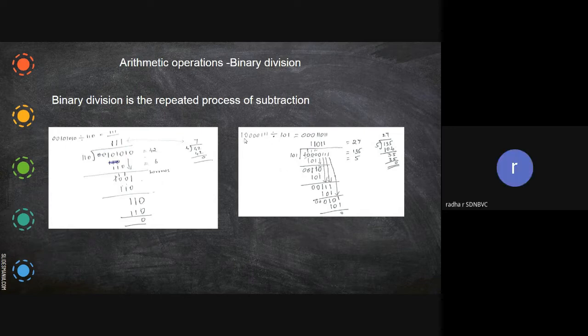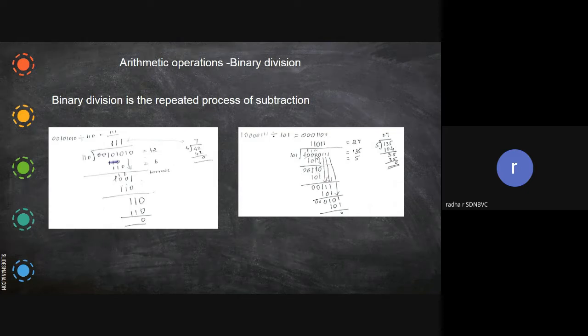Okay. Now this is another number you will see. 1000111 divided by 101. So now you take the first 3 digits. This is bigger. Okay. So this is 5 and this is 4. So this is the smaller number. So what you do? You take 4 digits. So 101. Now subtract this from this.